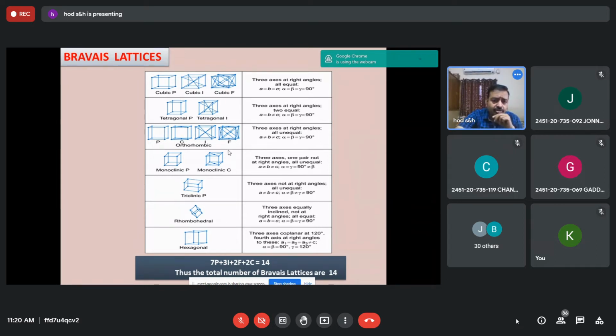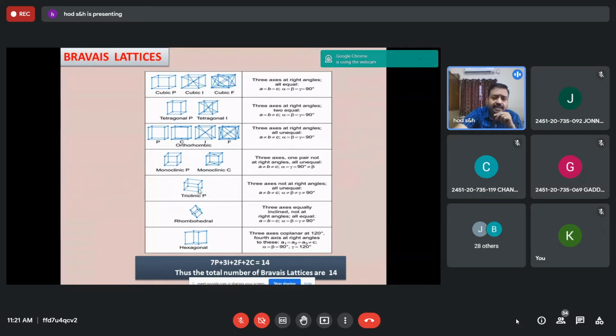If you take orthorhombic, all 4 are possible: simple orthorhombic, base-centered orthorhombic, body-centered orthorhombic, and face-centered orthorhombic. So 4 Bravais lattices are possible in the orthorhombic structure. Next, coming to the monoclinic: a simple monoclinic is common, with 8 lattice points at the 8 corners, and it has a base-centered crystal structure also. So 2 are possible in monoclinic.